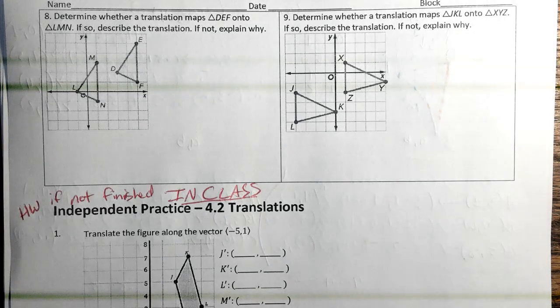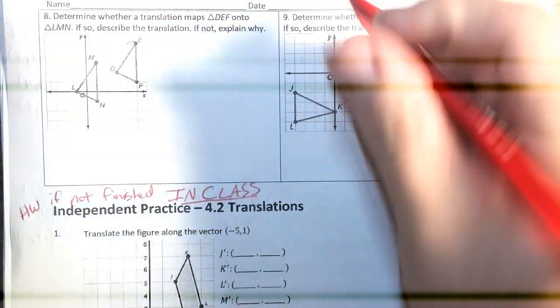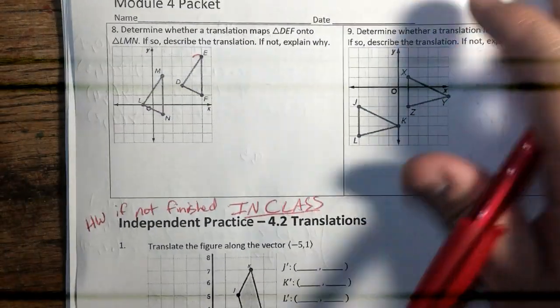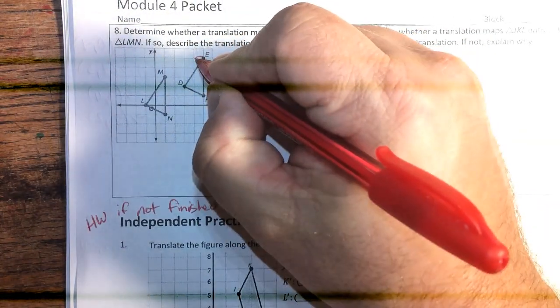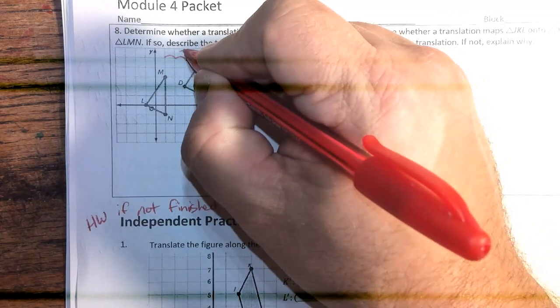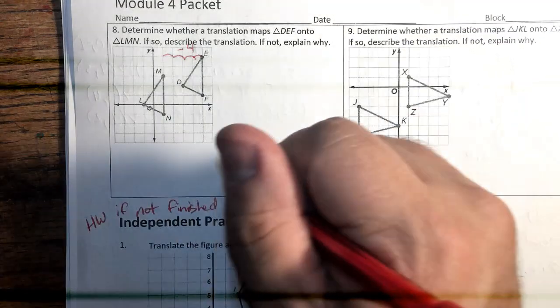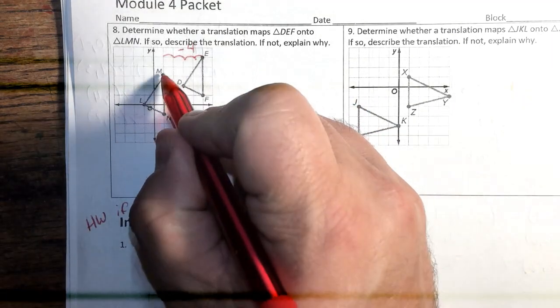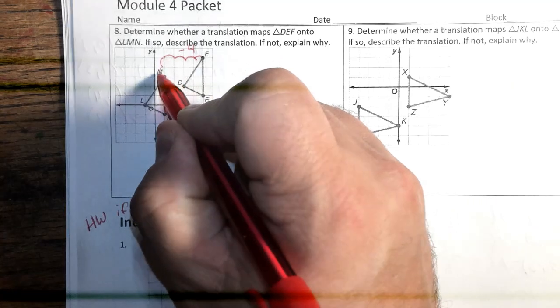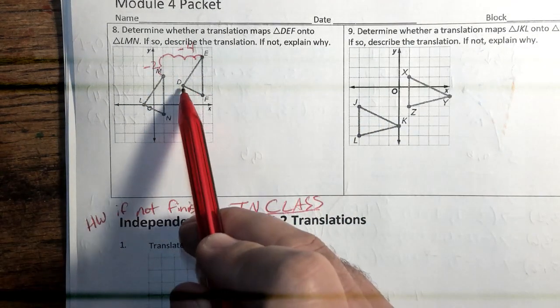So we're going to start with E, and we're going to see how many we go over to and down to M. So from E, we're going to go 1, just scoot, 2, 3, 4. So we went to the left 4, or -4. And then from here, we're going to go down 1, 2. So that's a -2.